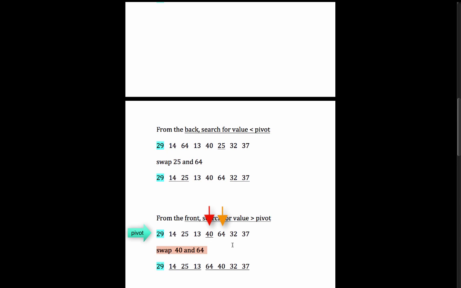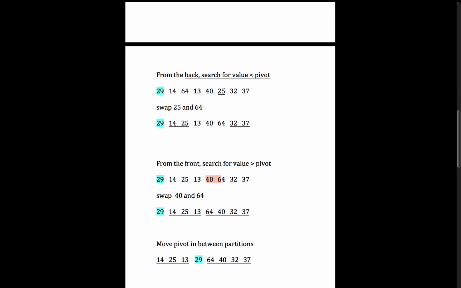And then realize that I have two partitions. One partition that has the values greater than the pivot, and that partition is to the back of the array, or those values are toward the back of the array. And then I have a second partition which contains values which are less than 29, and those are toward the front of the array. At this point, the algorithm realizes that I was swapping two values that were adjacent to each other, 40 and 64. So the algorithm recognizes that there are no other values that need to be swapped at this point.